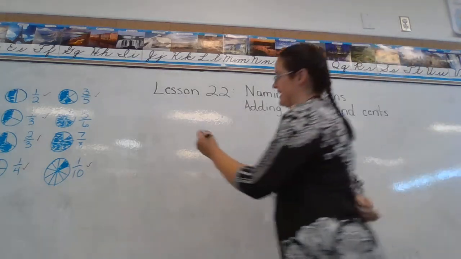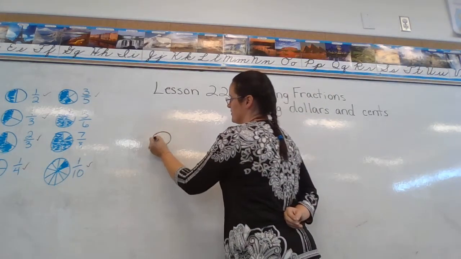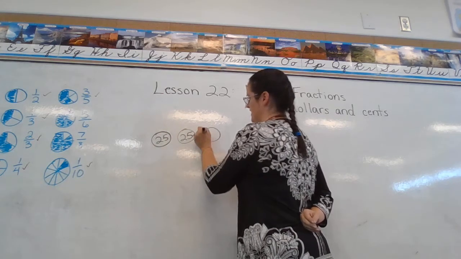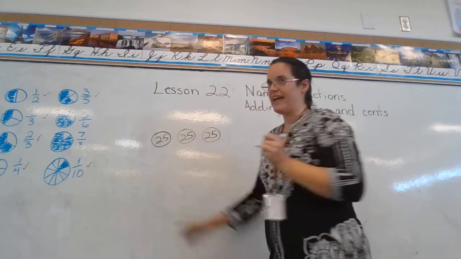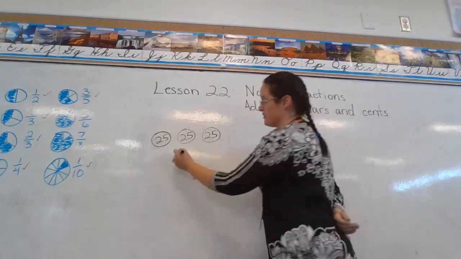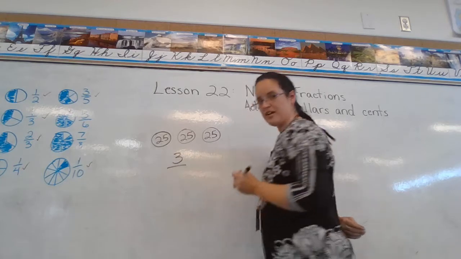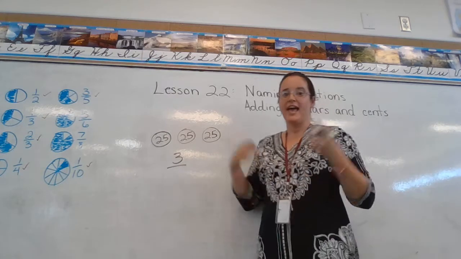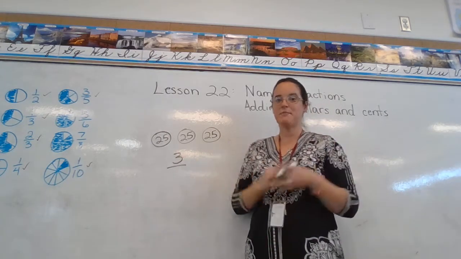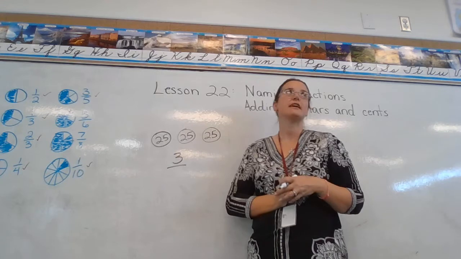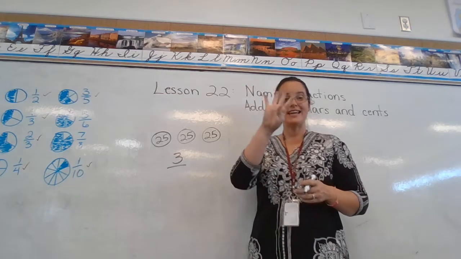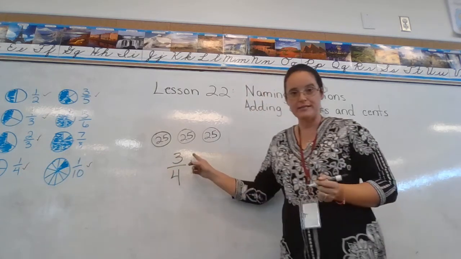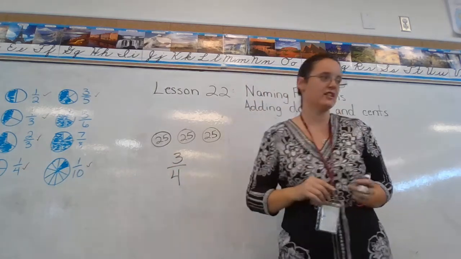Okay, the next one says 3 quarters are what fraction of a dollar? So I have 3 of them. That's my numerator. And then my denominator is how many quarters does it take to make a dollar? Think about that. It takes 4 quarters to make a dollar. So 3 quarters is going to be 3/4 of a dollar.